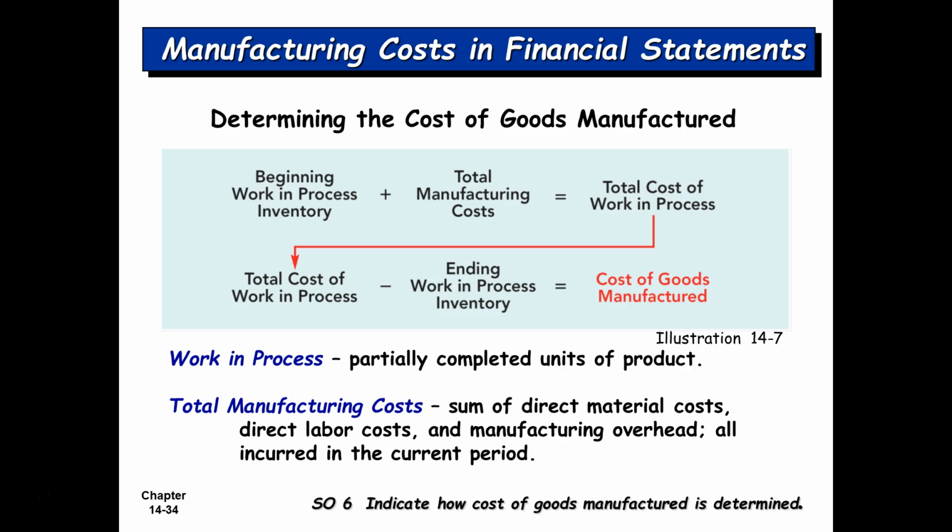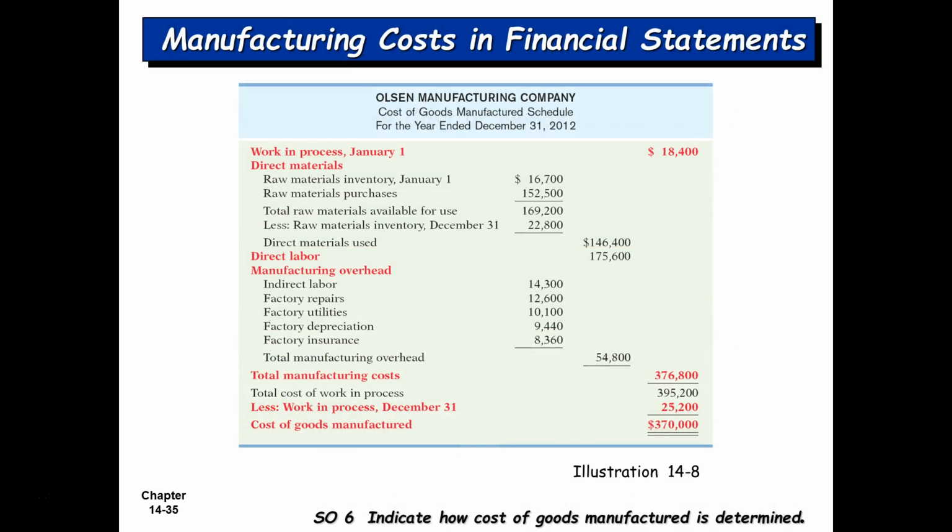The total manufacturing cost is the sum of direct material costs, direct labor costs, and manufacturing overhead, all included in the current period. So again, total manufacturing costs are your direct materials, your direct labor, your manufacturing overhead. You use that plus beginning work in process, less the ending work in process, gives you cost of goods manufactured. And slide 35 shows us a nice example of how we get the cost of goods manufactured.